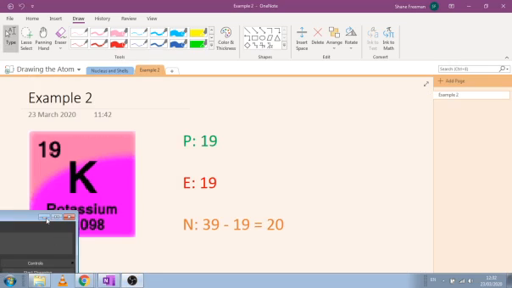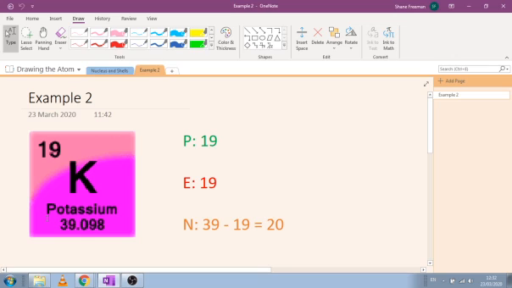So we're going to continue here with the second example. In this example, we're going to go up the periodic table into one of the higher up elements and therefore one of the hardest. Potassium and then calcium, number 20, they're the two highest you'll have to ever draw. So potassium, K, atomic number of 19, so that's 19 protons and also 19 electrons.